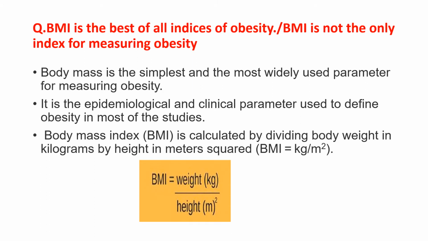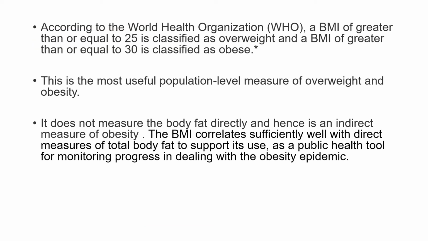The body mass index, or BMI, as it's popularly known, is calculated by dividing the body weight in kilograms by height in meters squared. So, BMI equals kg per meter squared. According to the World Health Organization, a BMI of greater than or equal to 25 is classified as overweight, and a BMI of greater than or equal to 30 is classified as obese. But this is the World Health Organization classification, which was used globally.